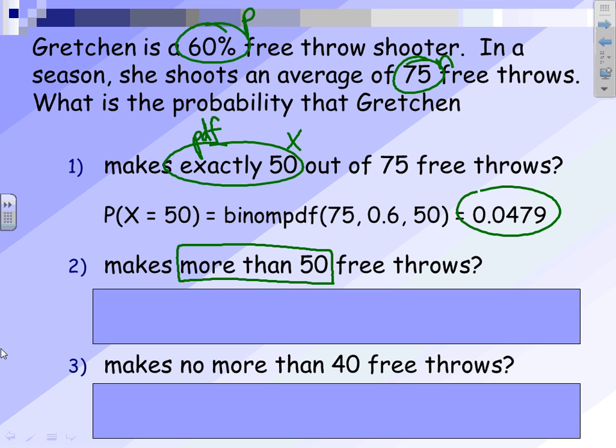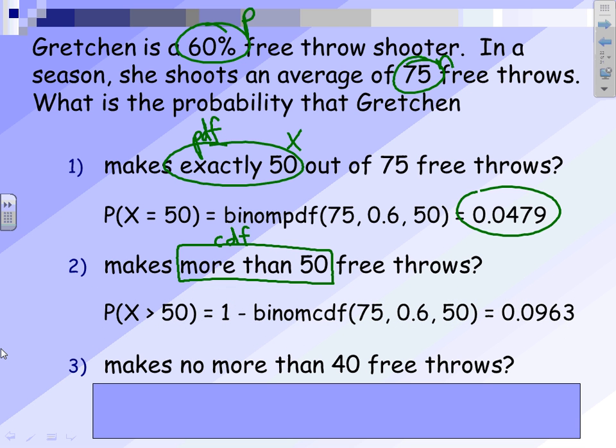All right. Now, this idea of more than 50, clearly that tells us that this is going to be a CDF problem. But we've already kind of clarified that the CDF command is a left-sided probability. And we kind of hinted to the idea that we have to find the 1 minus the probability there. But 1 minus what? All right, we're looking at the probability that x is greater than 50. So we're going to do 1 minus binomial CDF.